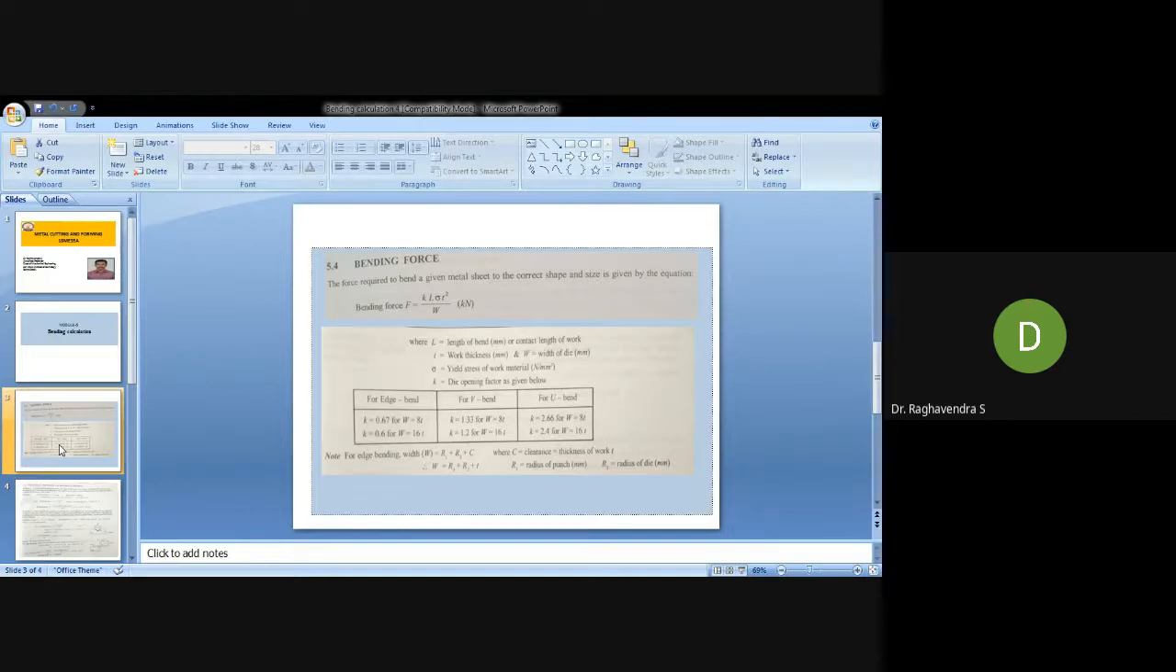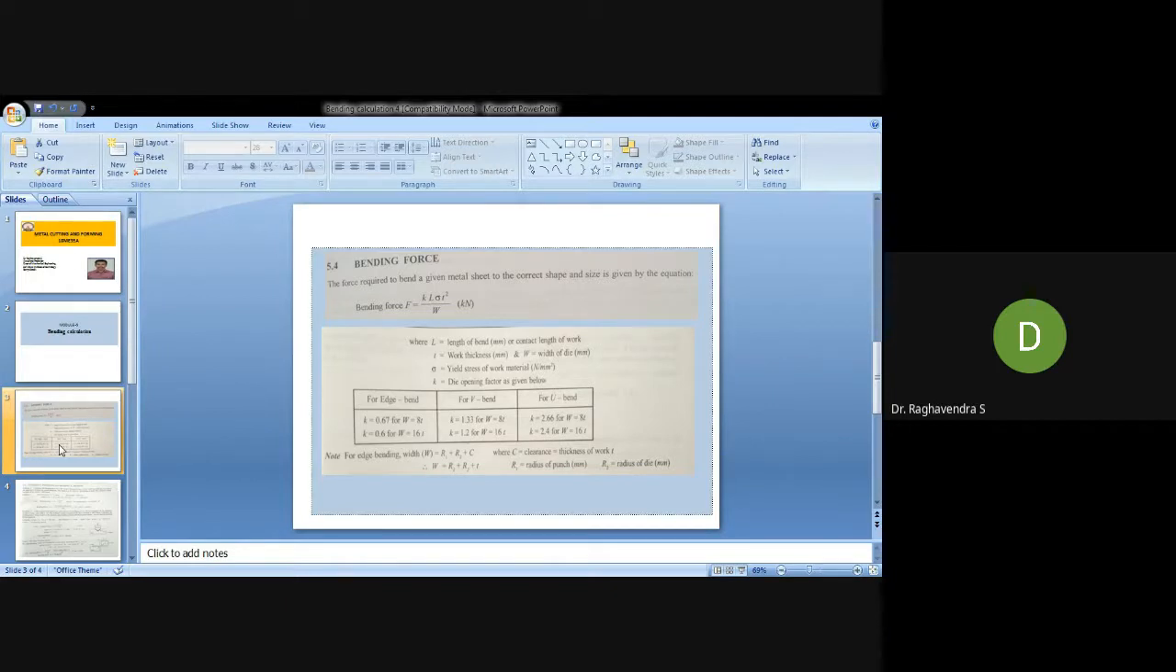The unit is in kilo newtons. What exactly does F mean? F stands for bending force and K stands for the die opening factor. This die opening factor is different for different bending procedures, maybe edge bending, V bending, or U bending. In the question they will mention which type of bending process they are doing, and based on this process we need to take the K factor, or the die opening factor.